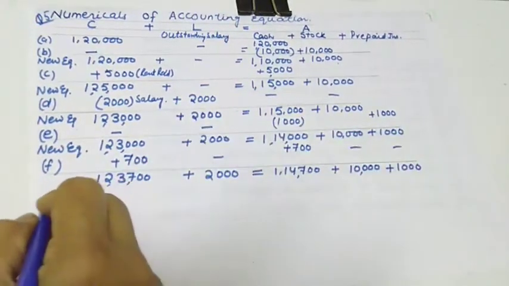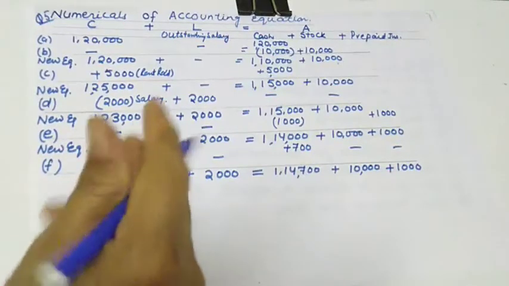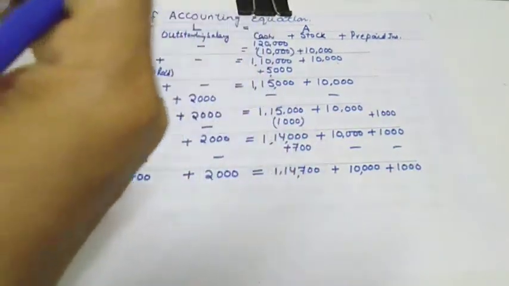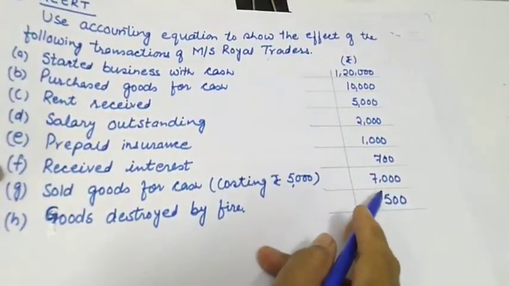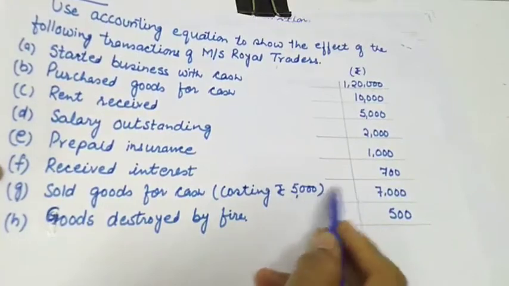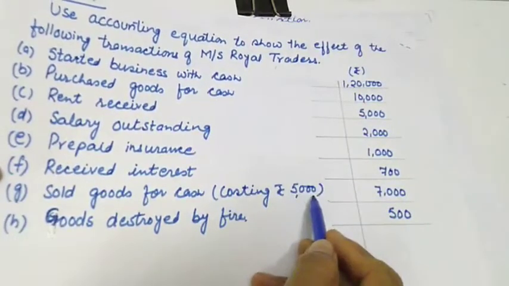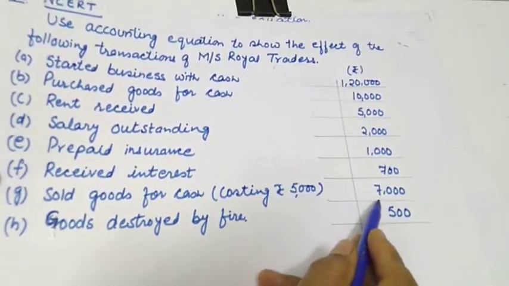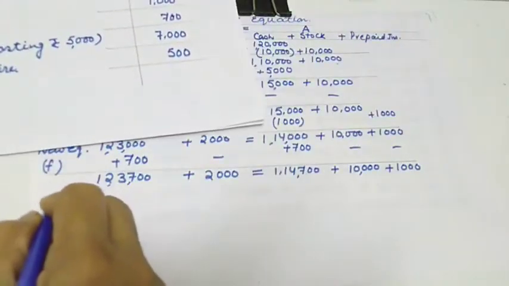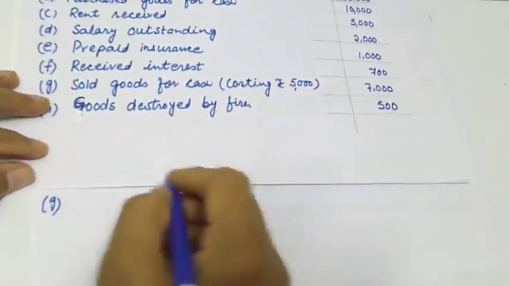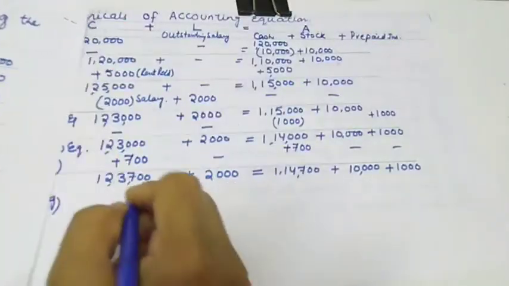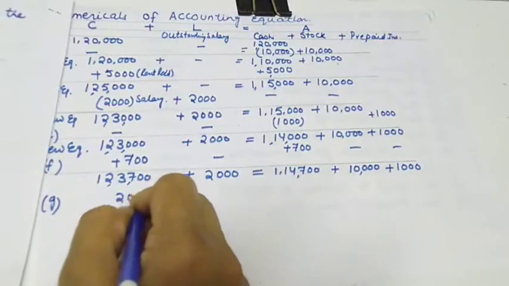Now let us move to the next transaction. The next transaction is sold goods for cash costing 5,000 for 7,000. So here in this particular case, you are earning a profit. How much profit? You are earning a profit of 2,000. So in these types of transactions, you know how to treat them. So first of all, you will add 2,000 profit to the capital.